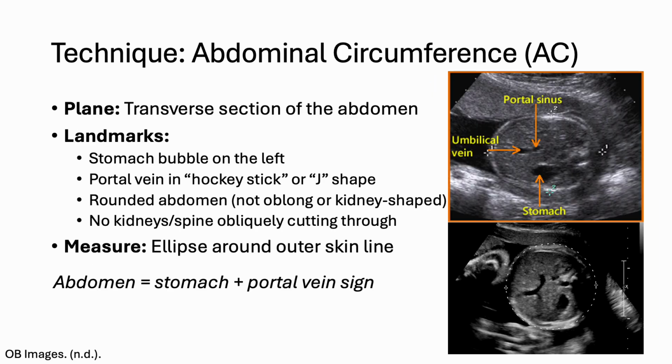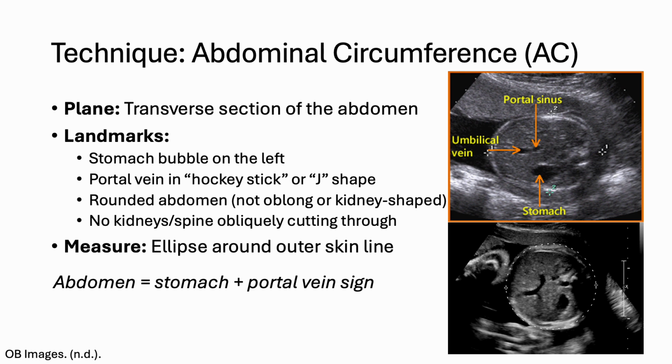When we are measuring the abdominal circumference, again, we will get a transverse section of the abdomen. You want to identify the landmarks. The stomach bubble needs to be on the left of the baby. The portal vein, or the hockey stick or J-shaped landmark, needs to be identified. The abdomen should appear round and not oblong. That could indicate that you're cutting into the baby with the sound waves at an angle. And then you should not see kidney or spine being cut through obliquely.